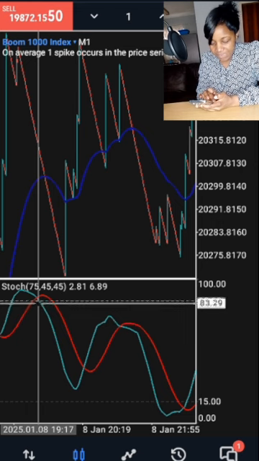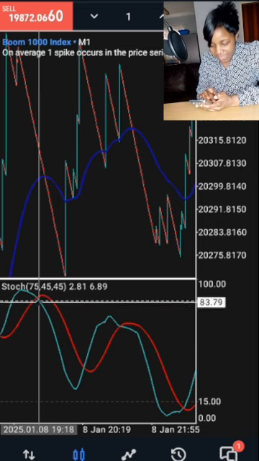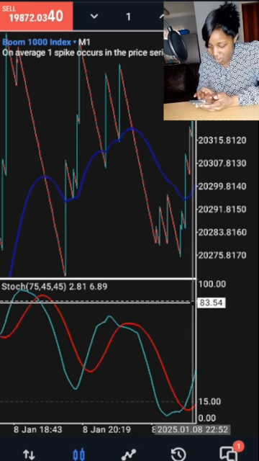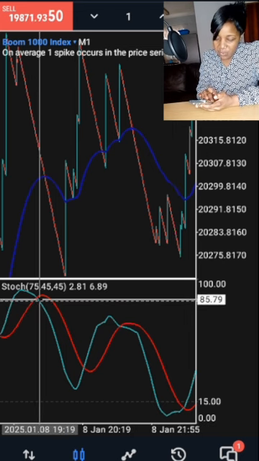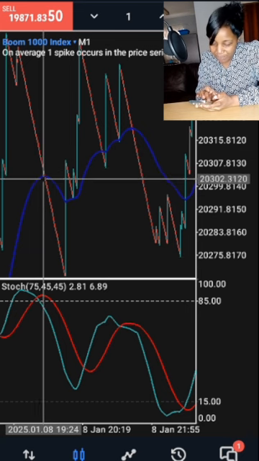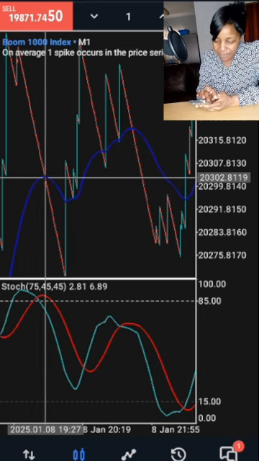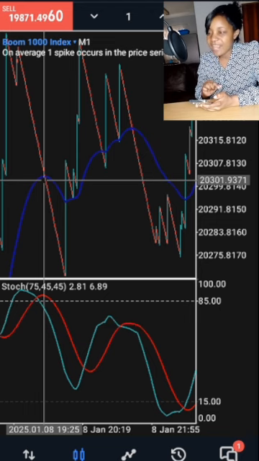So the first condition is this red and green line has to cross, and the crossing has to occur on level 85 and above here. Then we also need to wait for the confirmation from the main chart, whereby the price crosses the blue line, like what happened here, or the candlestick crosses the blue line, or the candlestick crosses the moving average. When these two conditions are met in Boom 1000, we execute our sell, and you take 5 to 10 candles.